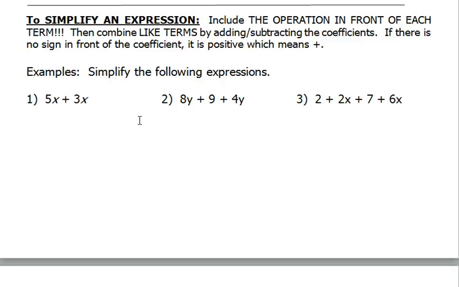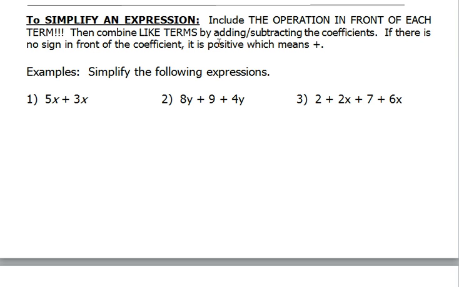And combining like terms means I have to find the terms that are like, which we just talked about, and then add or subtract them together. Your answer will not necessarily look like one number. So let's see what I'm talking about here.